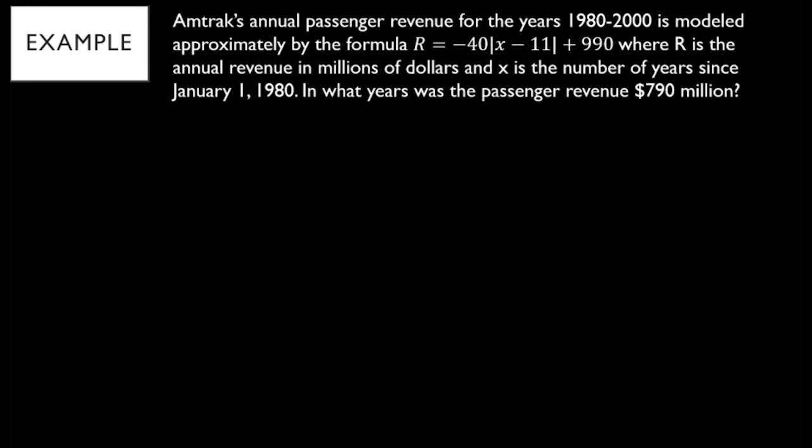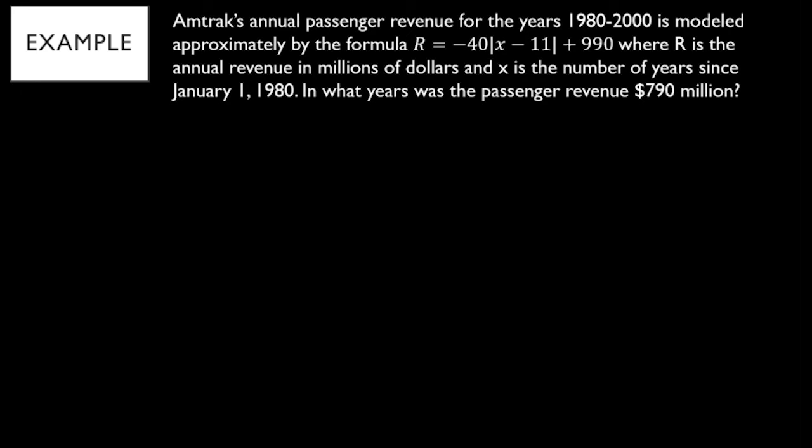So Amtrak's annual passenger revenue for the years 1980 to 2000 is modeled approximately by the formula R, we're using R to stand for revenue, equals -40 times the absolute value of x minus 11, plus 990, where R is the annual revenue in millions of dollars. When they give us a unit like that, they're just saying our answer is in millions of dollars. You do not want to convert your answer by adding all the zeros. We're going to use the units of millions so we don't have to write out the zeros.